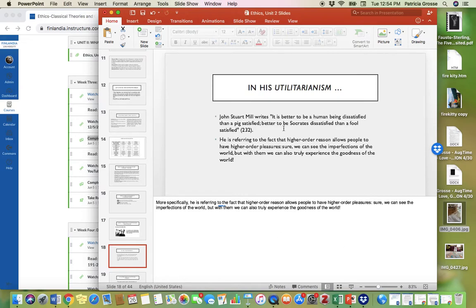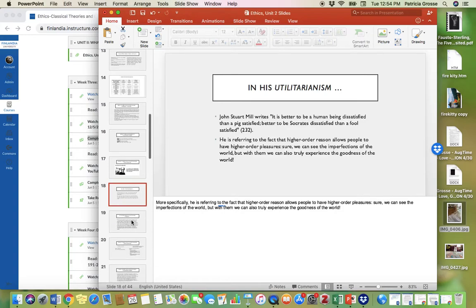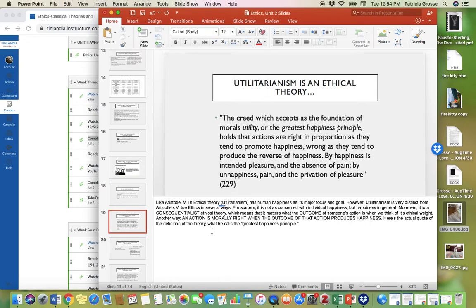I just want you to think about this. So we're about to talk about pleasure and happiness again. We're going to have to pause and think about what that happiness means. Like Aristotle, Mill's ethical theory, utilitarianism, has human happiness as its major focus and goal. However, utilitarianism is very distinct from Aristotle's virtue ethics in several ways.